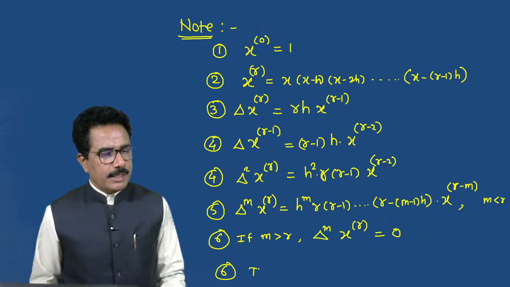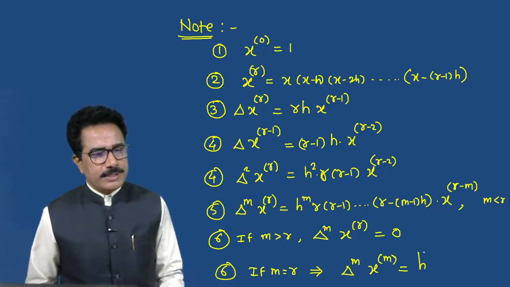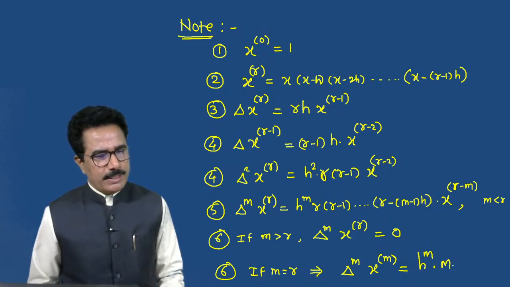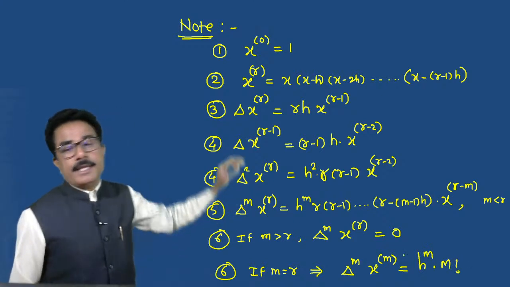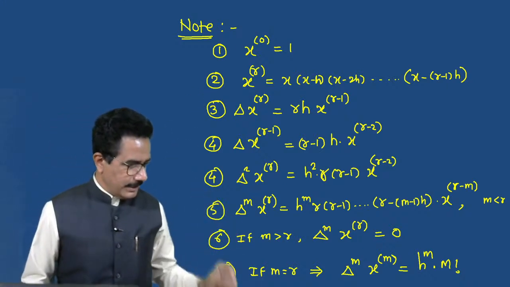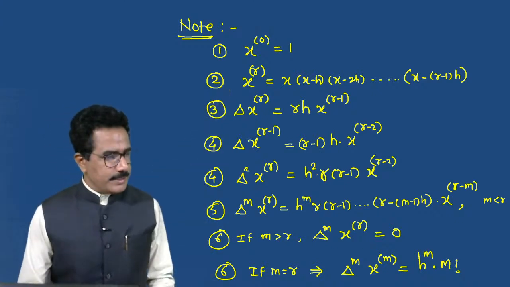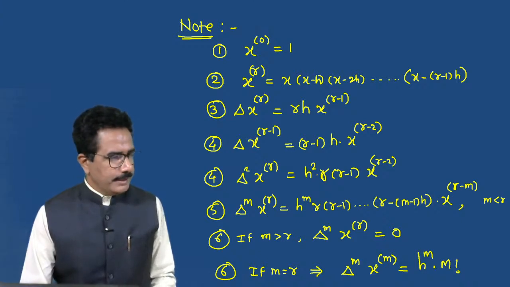6 note, if m is equals to r, this implies that delta raised to m x to the power m factorial means h raised to m into m factorial. ओके, या खूप महत्त्वाच्या नोट आहेत, त्या तुम्हाला चांगल्या पद्धतीने माहित असणं गरजेचं आहे. या लक्षातच ठेवा, these are the factorial notations. ओके, चला आणखी याला पुढे आपण फॉरवर्ड करू.